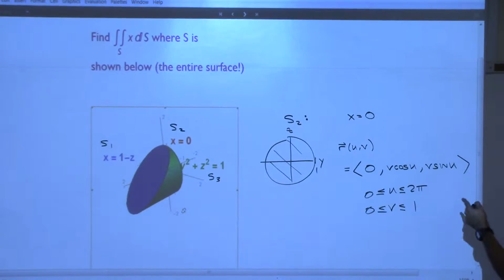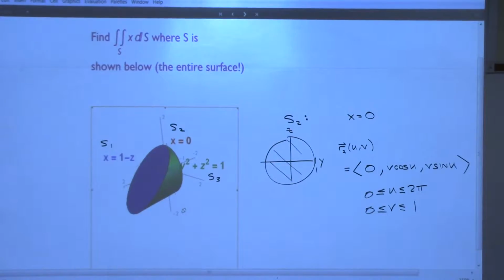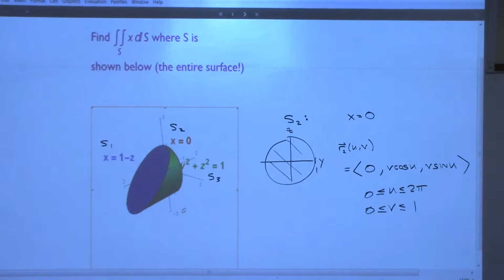I could find the partials of this. Let's call this sub 2. I could find the partials of this, cross them, find the magnitude. I could do all that, right? And just plug things into the formula and go. But maybe this is a special case.